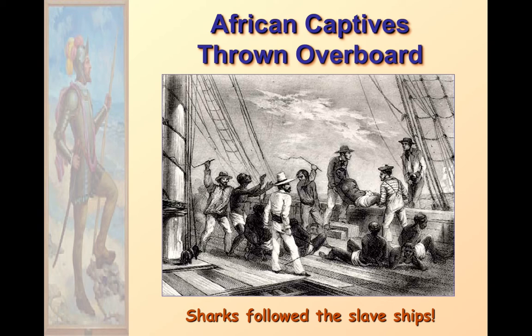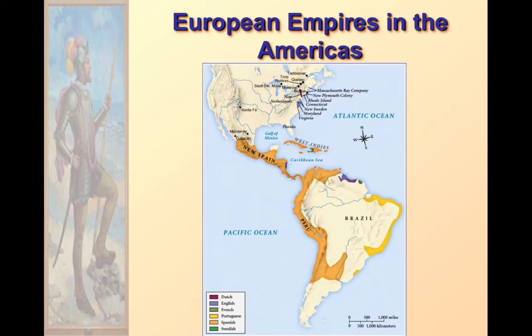And one of the key things that a writer once wrote was that if you saw another ship on the sea, you could always tell which one was a slave ship, because the sharks always followed the slave ships.